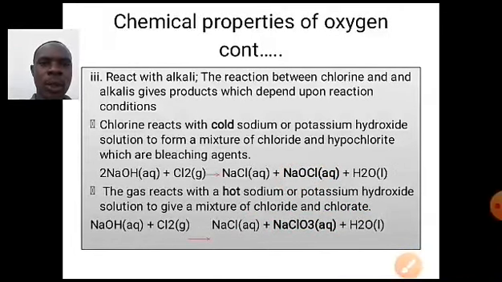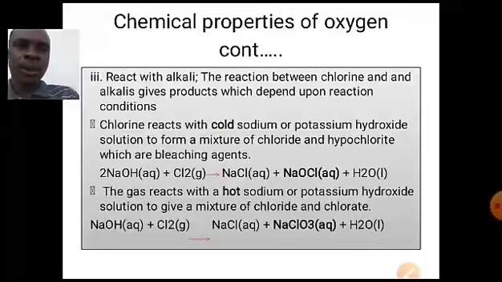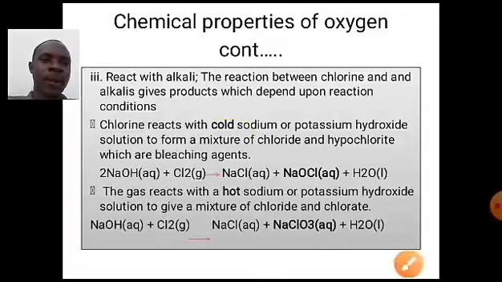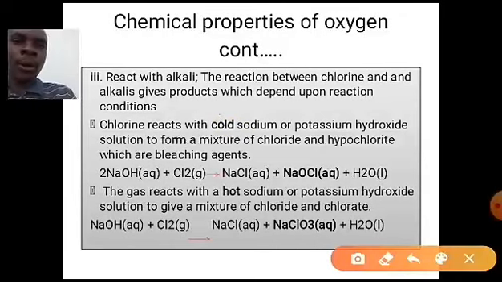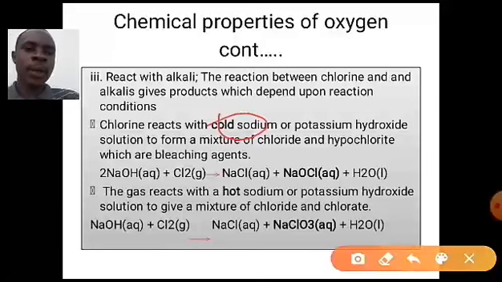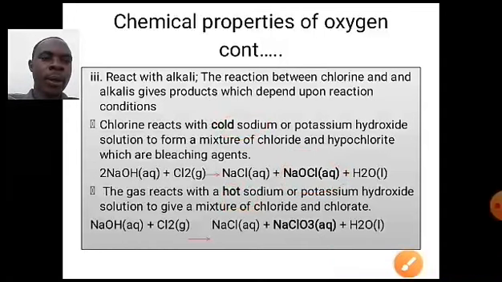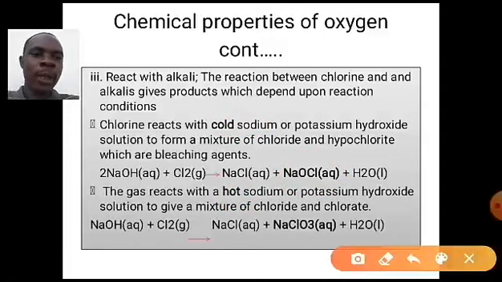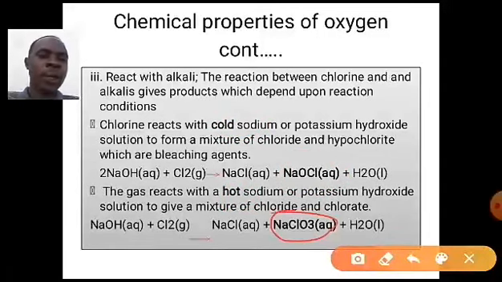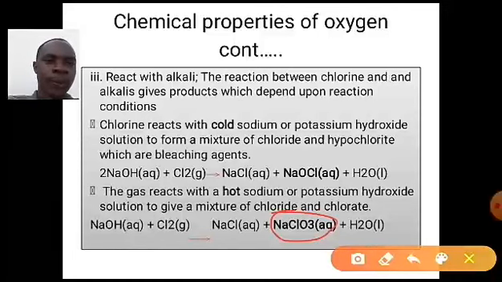The reaction between alkali and chlorine depends on the condition, whether the substance is in a cold state or a hot state. In the cold state, the product formed is hypochlorite, which is a bleaching substance. But in the hot state, the product formed is chlorate. Chlorate is not a bleaching substance.